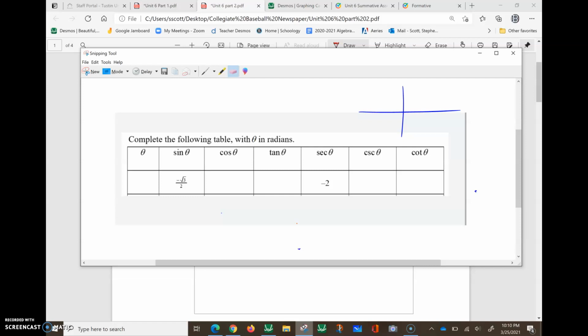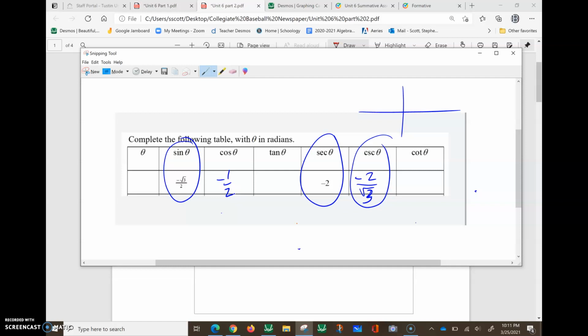They've given you two values, which is pretty nice because right away, if I'm given sine, I can find cosecant. I'm just going to flip that. So that'd be 2 over root 3. Make sure it's negative. And then they've given me secant, so I can flip that. So that'd be negative 1/2.